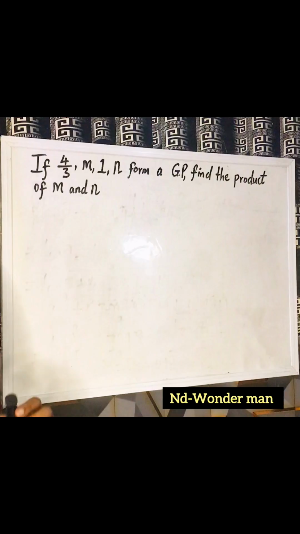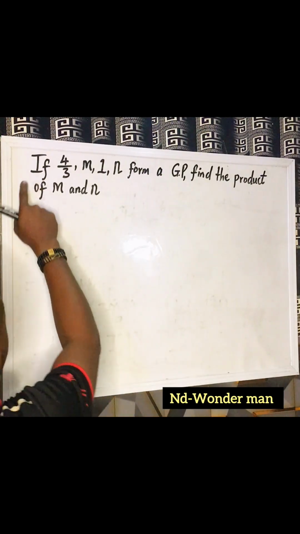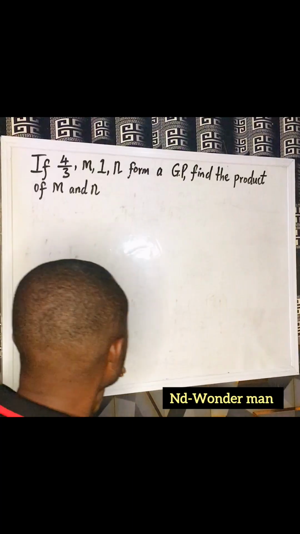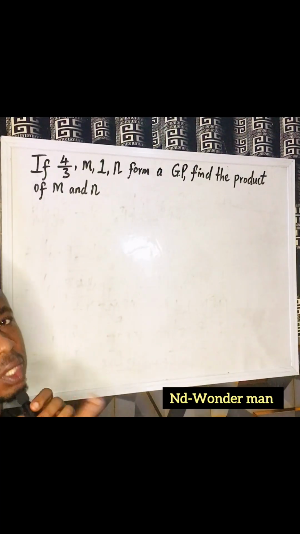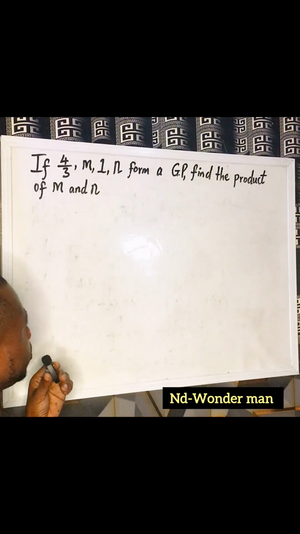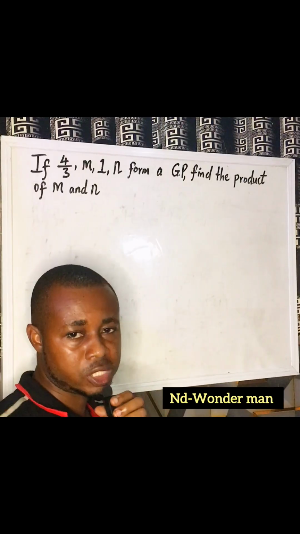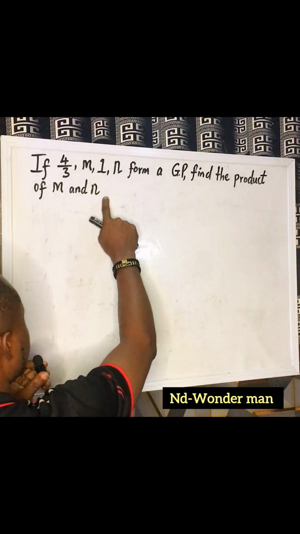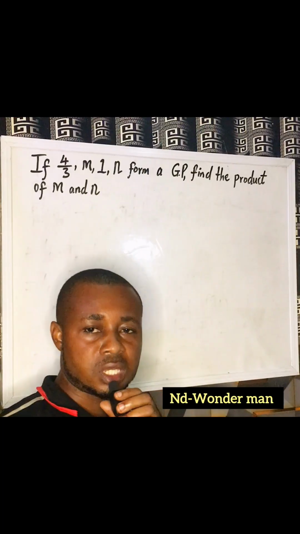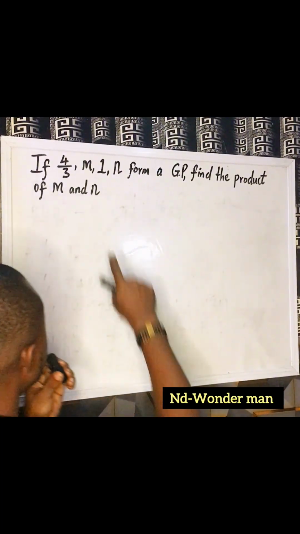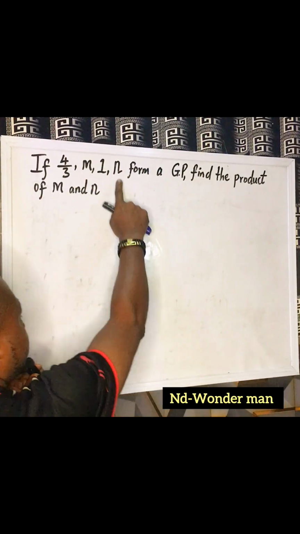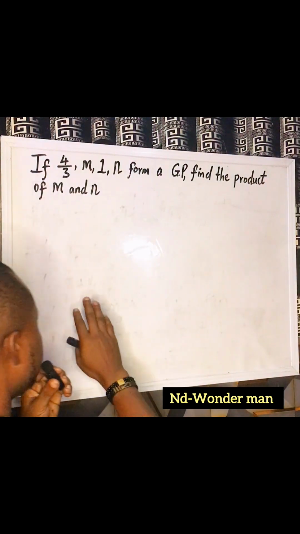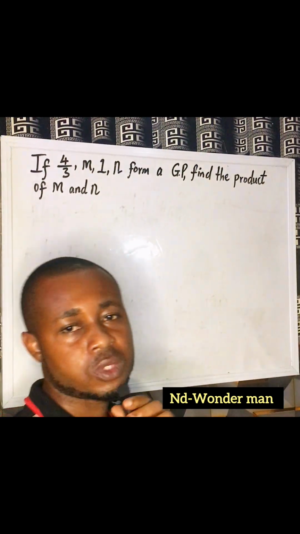The question reads: if 4 over 3, m, 1, n form a GP, which is a geometric progression, find the product of m and n. In this case, we need to obtain the value of m and that of n, then multiply the two values. We get what we need. That is what the question is.